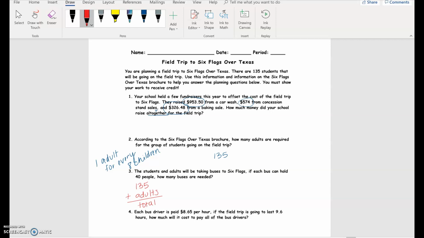Then, instead of dividing them into groups of 8, like we did in number 2, now we're dividing them in groups of 40 and figuring out how many buses we need. Now remember, if my answer is 2.5, I can't have half of the people walking. You have to round up because you need to cover overage.